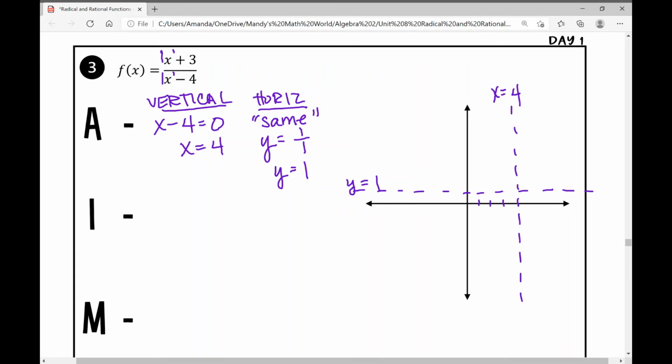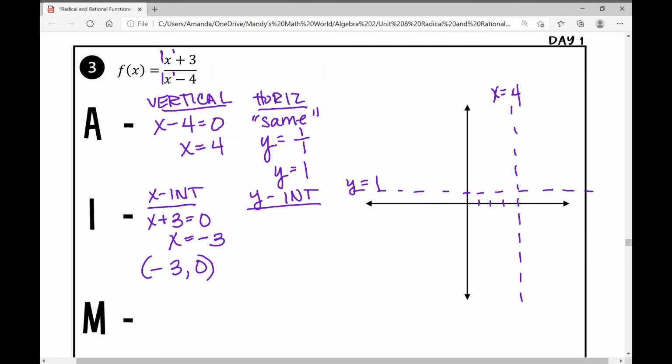And now let's look for our intercepts. Let's look for the x-intercept and the y-intercept. So that x-intercept is the solution to the top. So I'm going to set that numerator equal to 0, and I'm going to solve for x. X equals -3. So I'm going to write that as an ordered pair. Remember, the x-intercept is when y is 0. So -3, 0 is that ordered pair. Let's go ahead and graph it.